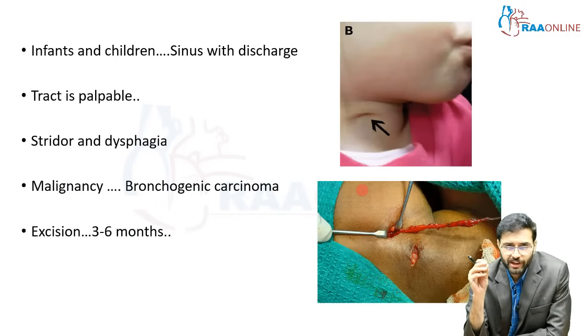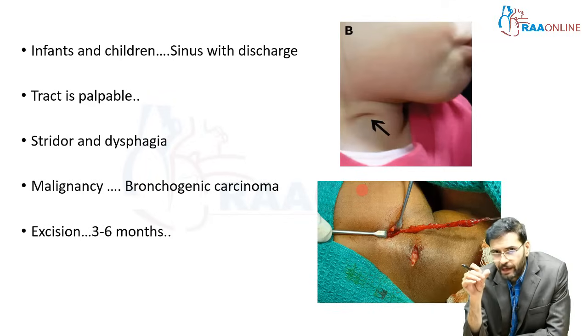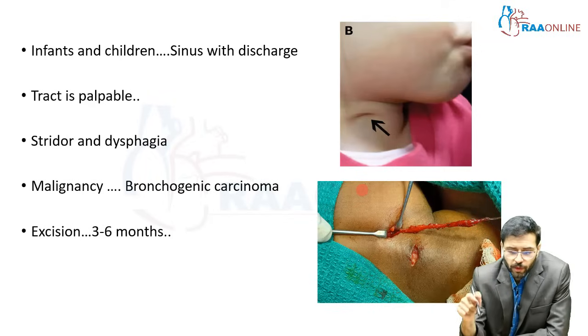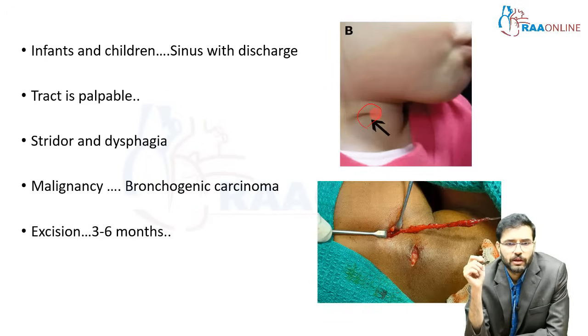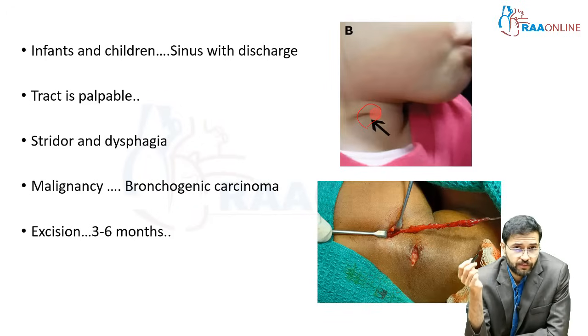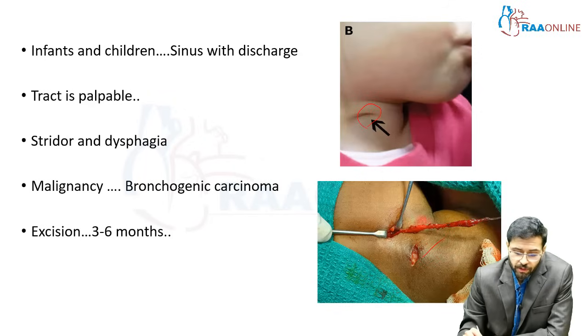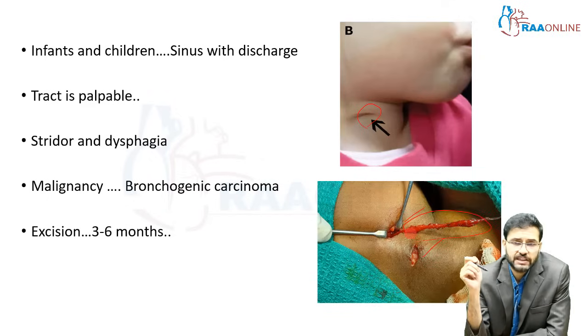So, the most common manifestation in infants is usually a sinus with discharge. The tract by itself might be palpable, and sometimes on swallowing we get what is called a tug sign. There can be associated stridor and dysphagia in severe cases. Malignancy in the form of bronchogenic carcinoma is a documented entity. Early surgical excision by 3 to 6 months is recommended, and surgical excision is to be complete, and it has to be done by placing what is called a step ladder incision. The tract has to be identified and dissected up to its innermost component, sometimes right up to the pharynx.